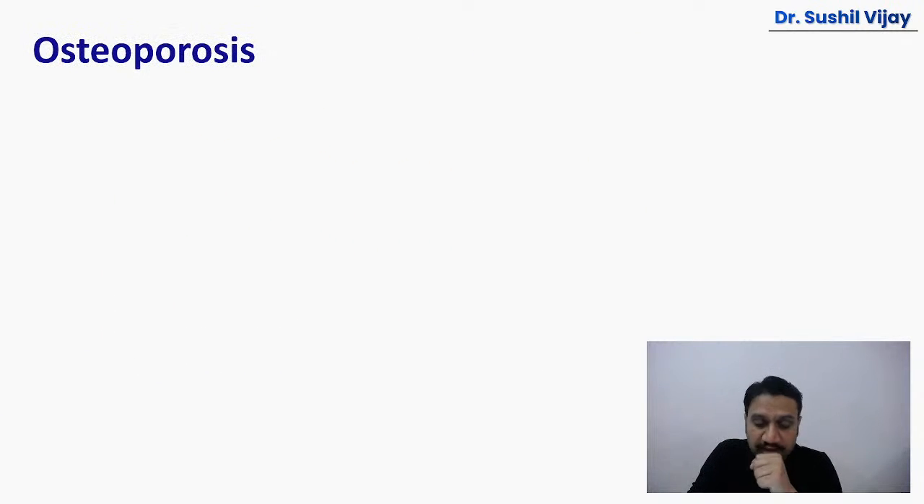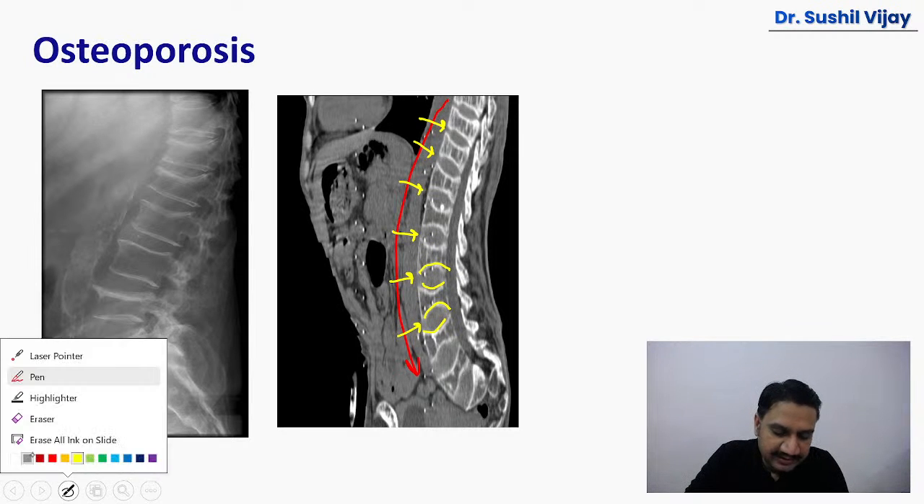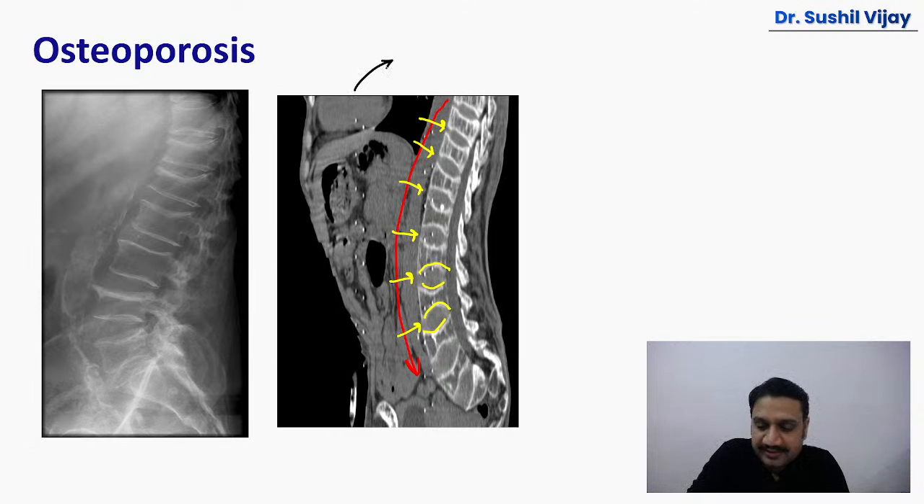Next one, the topic of osteoporosis. In osteoporosis, please remember that the typical presentation of the vertebra would be like this, which you see here. At every intervertebral level, you will see a depression over here. If you remember, guys, what do you call this? This kind of presentation of the spine is what you call the codfish spine appearance. I hope you remember that.